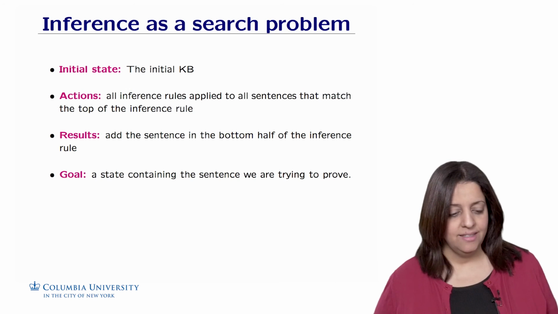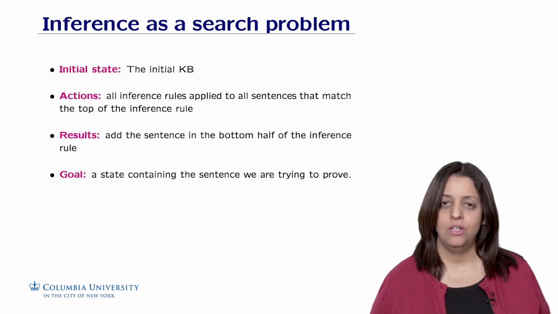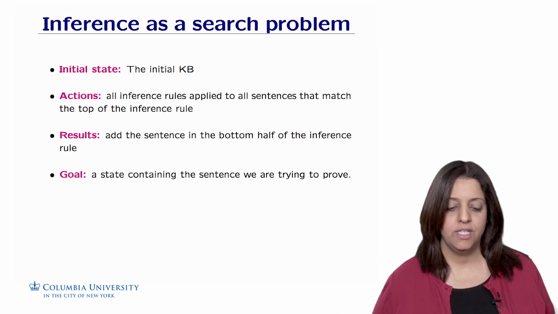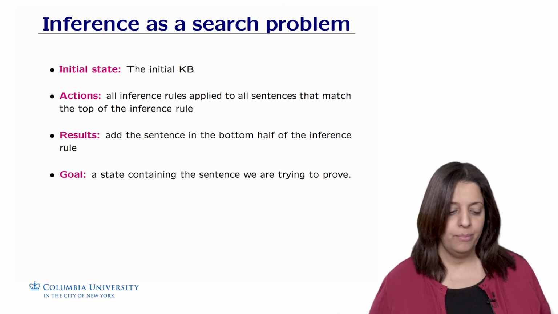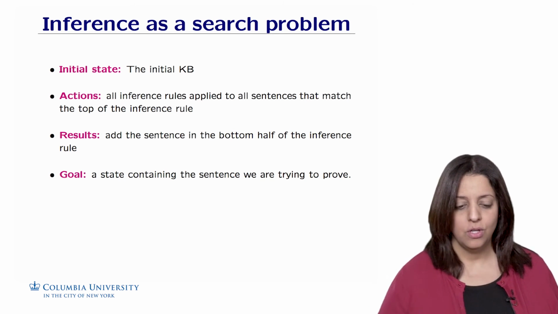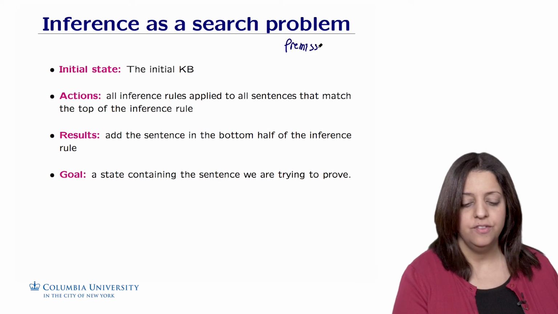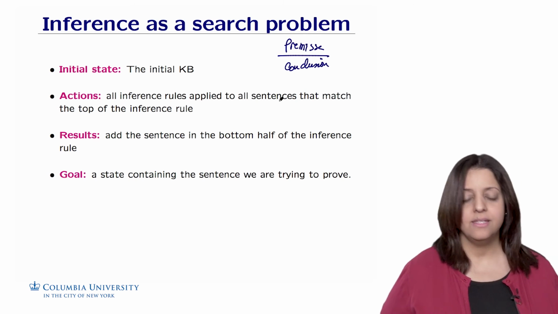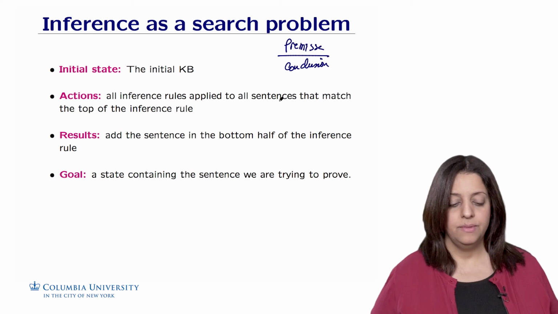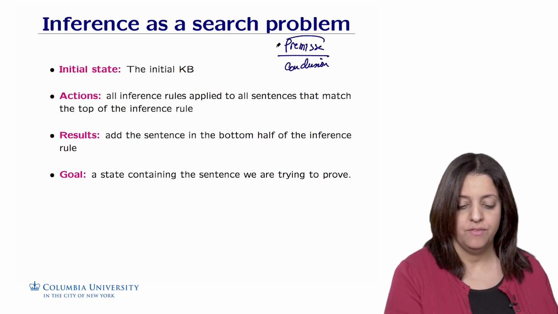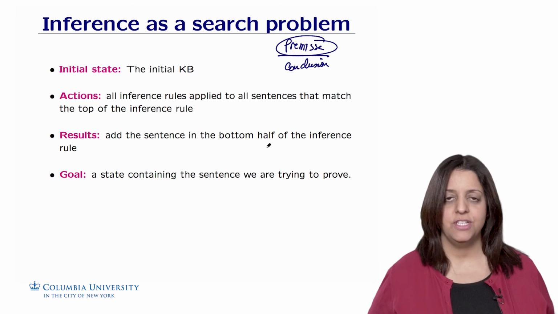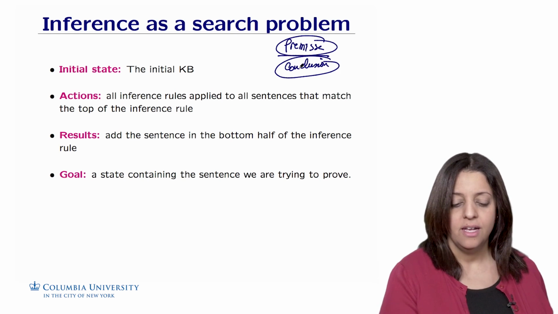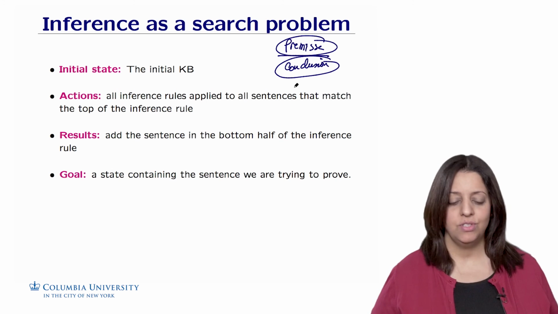The way to formalize that is to use an initial state in which we use the knowledge base. This is the set of rules R1 through R5 that I had before. The actions would be all the inference rules applied to all sentences that match the top of the inference rule, also called the premise. Each inference rule has a premise and a conclusion. We're going to explore the possible actions on all the inference rules. The result will be to add the sentence in the bottom half, whatever conclusion you get, to the knowledge base.